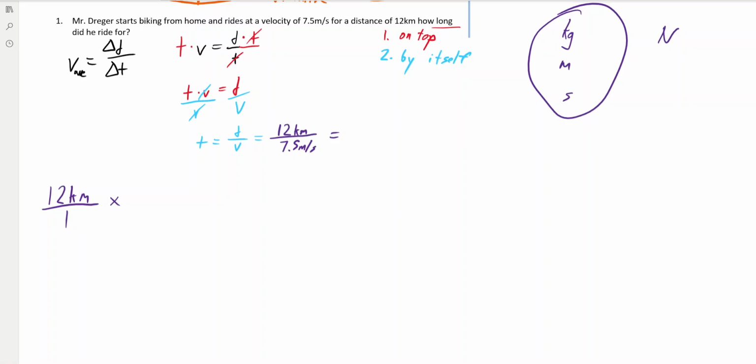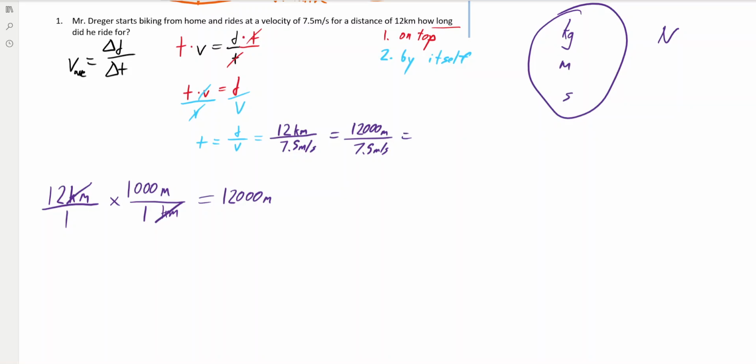Okay, so what we want to have is meters on top, and we want to get rid of kilometers. By putting meters on top and kilometers underneath, now it's multiplying by kilometers and dividing by kilometers, so those can cancel. We need to make sure that we correctly list the conversion here. So it's 1,000 meters gives 1 kilometer. Now that it cancels out, this is called the unit cancellation method. So it's 1,000 times 12, so it is 12,000 meters. So I'm going to rewrite this out: 12,000 meters over 7.5 meters per second.